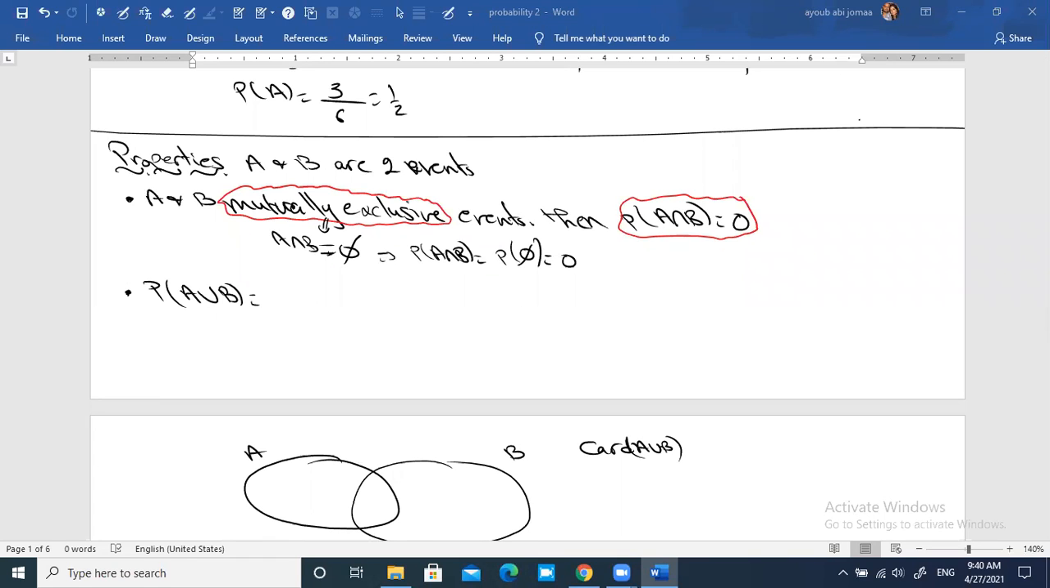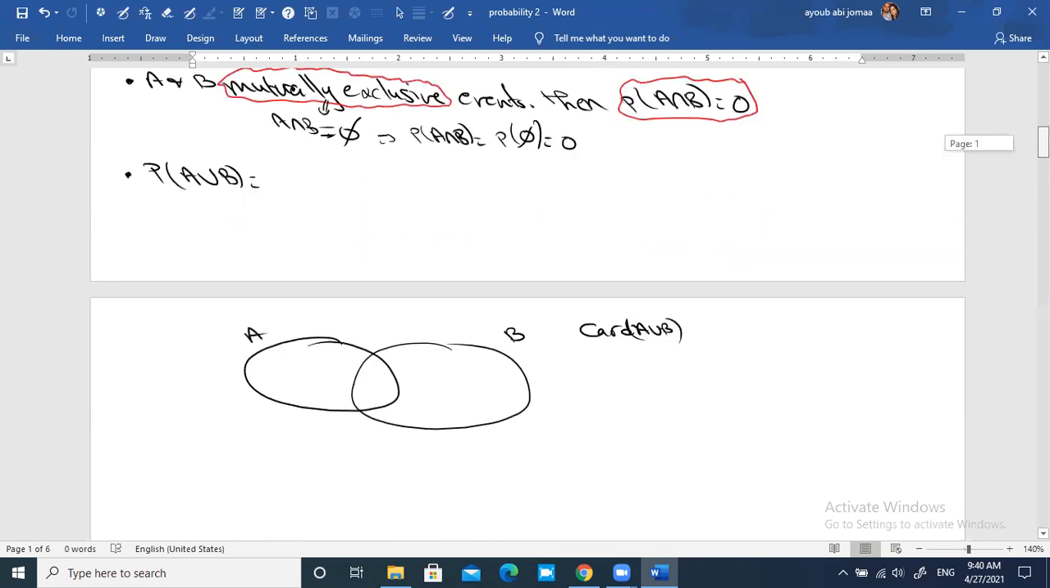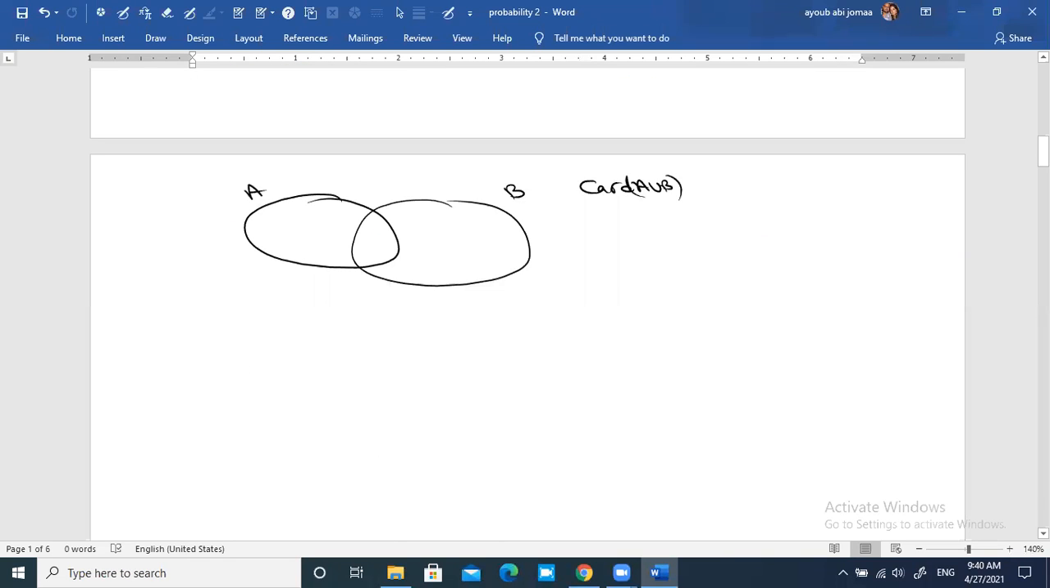The union. Cardinal of A union B. What we studied in grade 10. Who taught you grade 10? You don't understand it? Okay. Cardinal of A union B, what is the rule? Do you still remember? Number of elements in A union B. A union B, everything that is in A or in B.